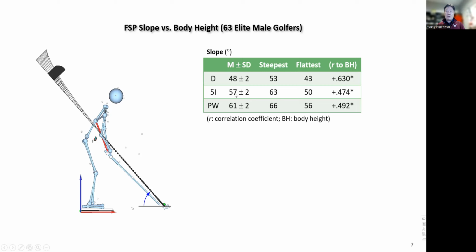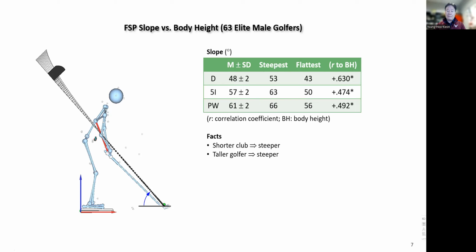For the 5-iron, the average slope is 57 degrees, so it's definitely steeper than the driver. And again, the range is 63 degrees to 50 degrees, so it has a wide range as well. For the pitching wedge, it gets even steeper, 61 degrees on average, and the range is 56 to 66. So what we see here is that as the club gets shorter, the swing plane gets steeper.